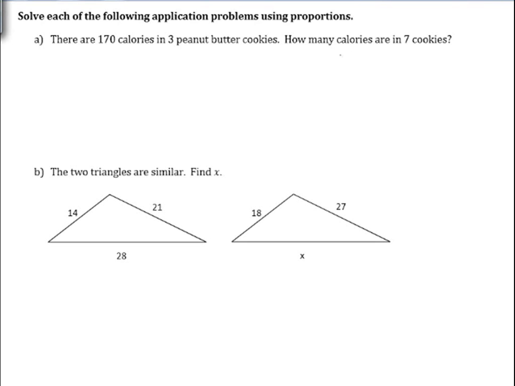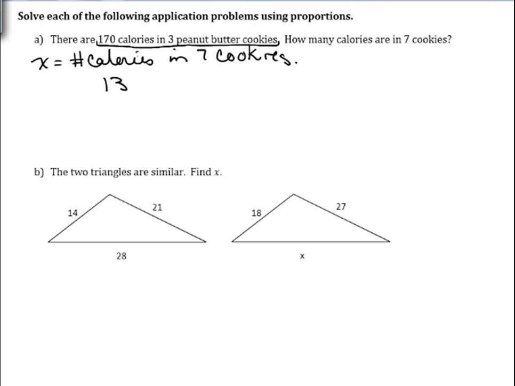The variable is always going to be what answers your question, and what we're being asked is how many calories there are in 7 cookies. So x is going to be the number of calories in 7 cookies. Now we want to set up our proportion, and we can write one fraction stating how many calories there are in 3 peanut butter cookies. That would be 170 over 3.